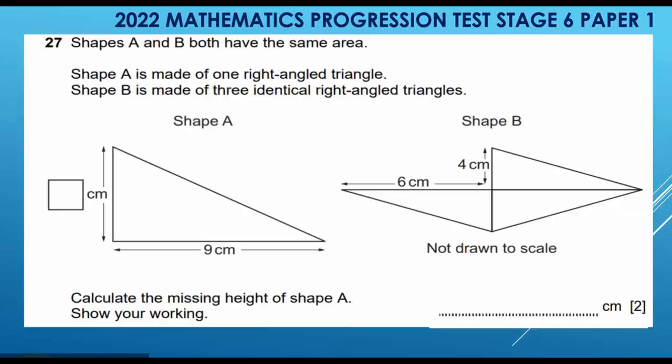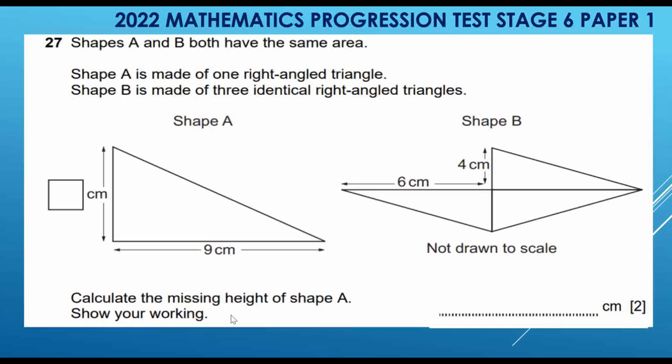Next. Question 27. Shapes A and B both have the same area. Shape A is made of one right angle triangle. Shape B is made of three identical right angle triangles. Calculate the missing height of shape A. Show your working. 10, 9, 8, 7, 6, 5, 4, 3, 2, 1.